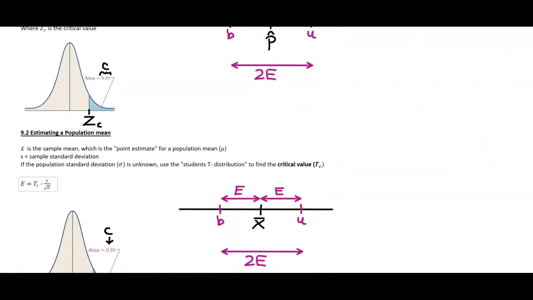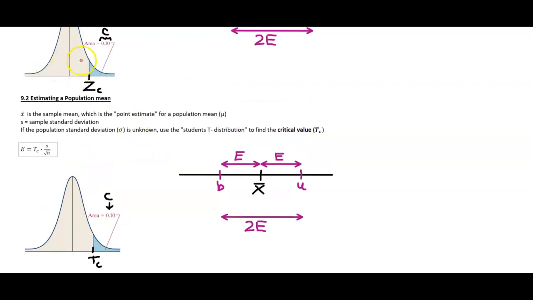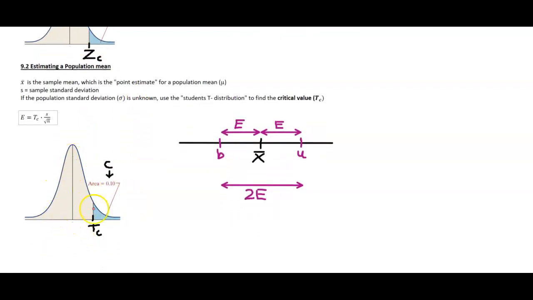Okay, so let's look at estimating the population mean. It's actually a very similar curve. Instead of the standard normal curve, it's called the student's t distribution, which looks very similar to the standard normal curve, but not quite exactly the same. When you're looking for the critical value for estimating a population mean, if we don't know the population standard deviation, we have to use the student's t distribution, and our critical value, instead of being z sub c, is t sub c.